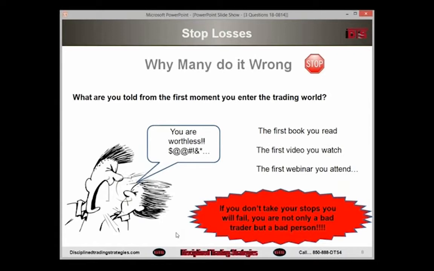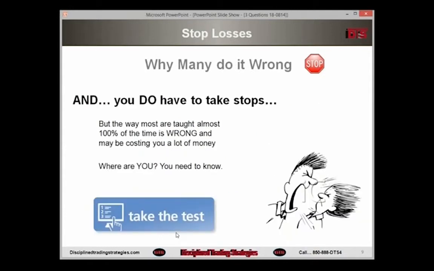Being afraid of your stops and being afraid of a loss is the quickest way to be out of an account. Whether you die by 1,000 paper cuts or all in one swoop, handling stops makes that difference, and it's a very, very important topic to me. You do have to take stops, and I'm not saying you don't.